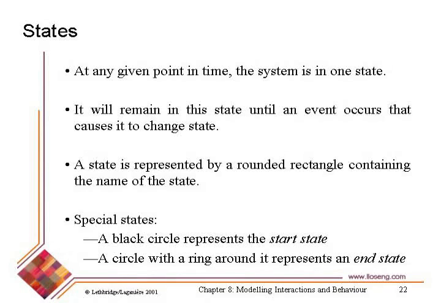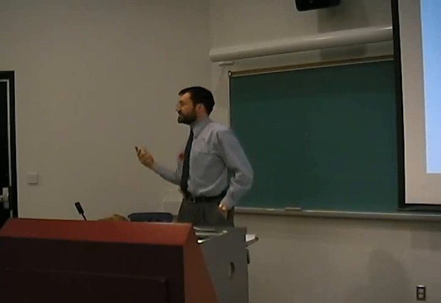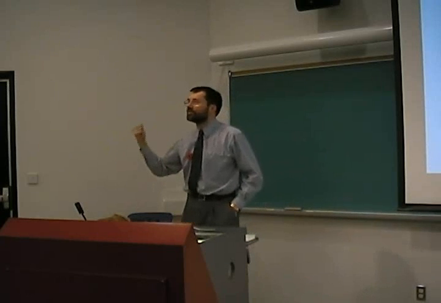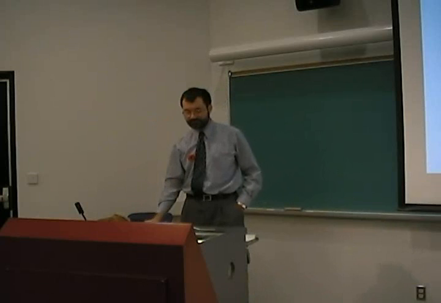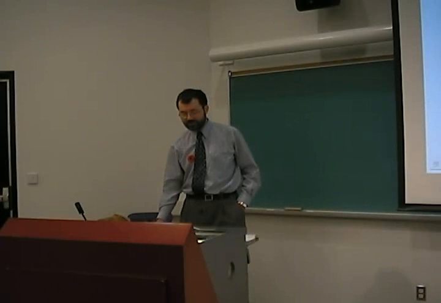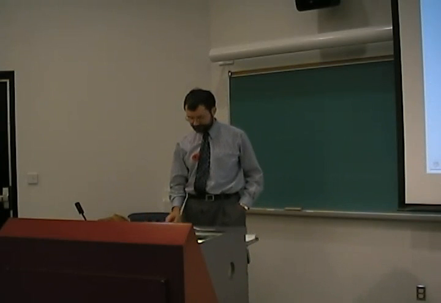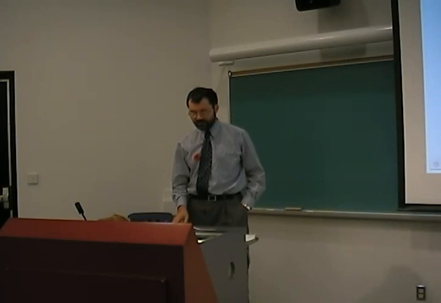And it will remain in the state until an event occurs. The event will take it from that state to one of the other states to which it has an outgoing transition. It has to have an outgoing arrow from the current state to some other state in order to make that transition. We talked about the state having a rounded rectangle and the special states, the start state and the end or terminating state.